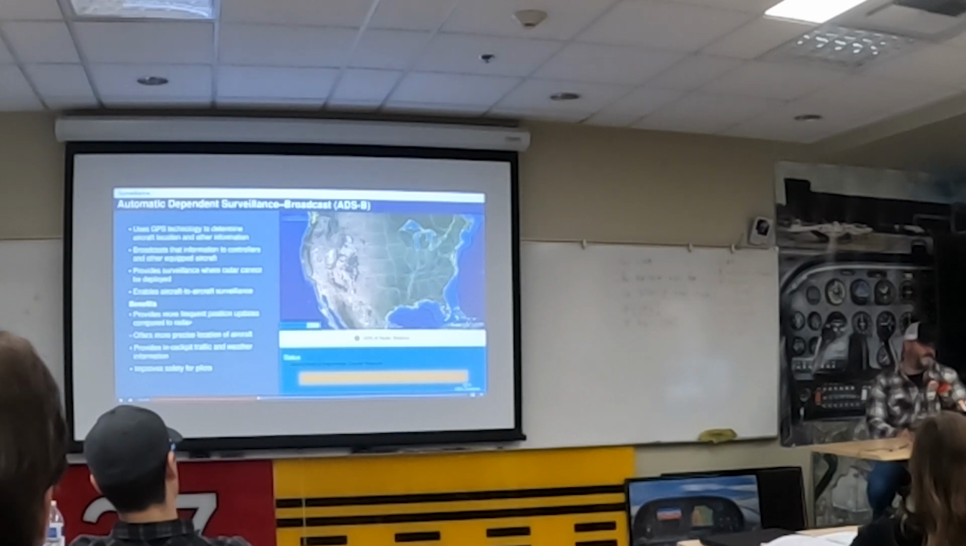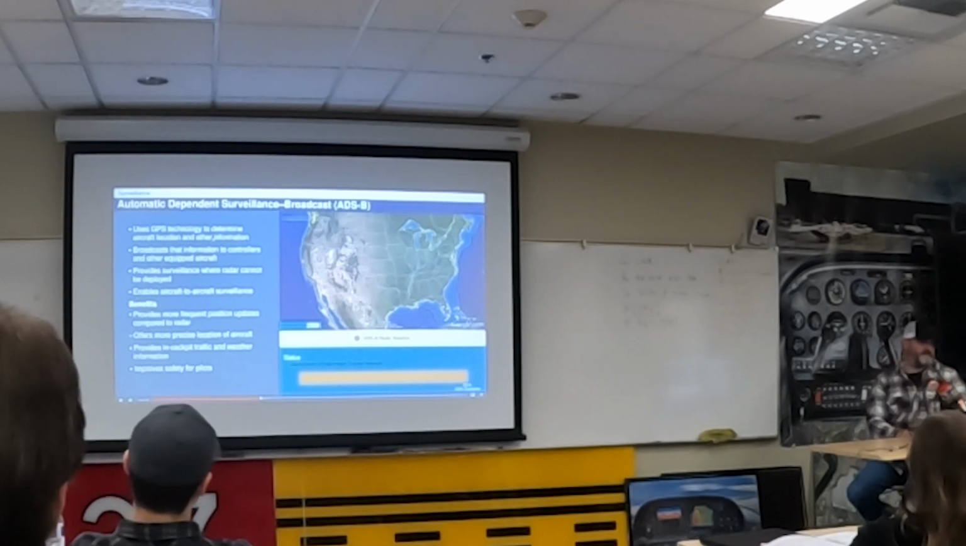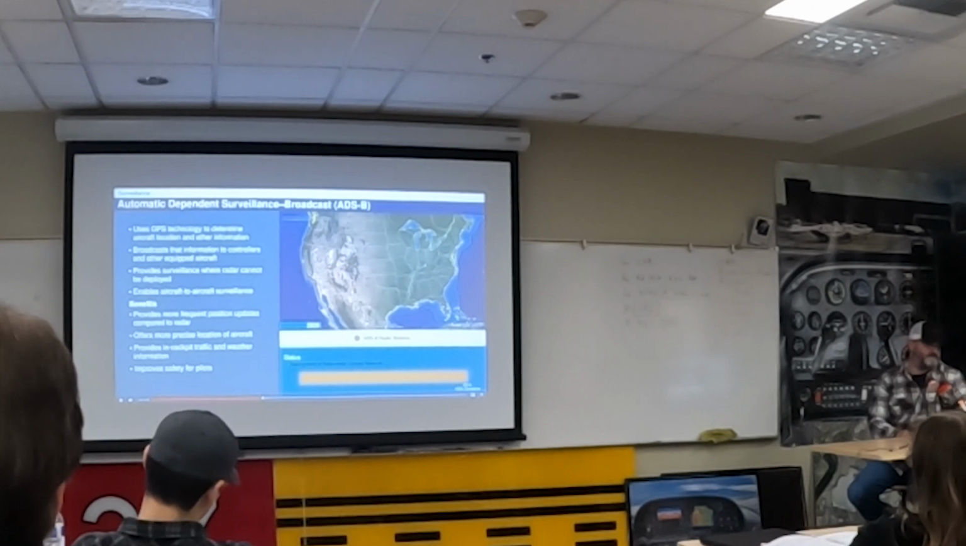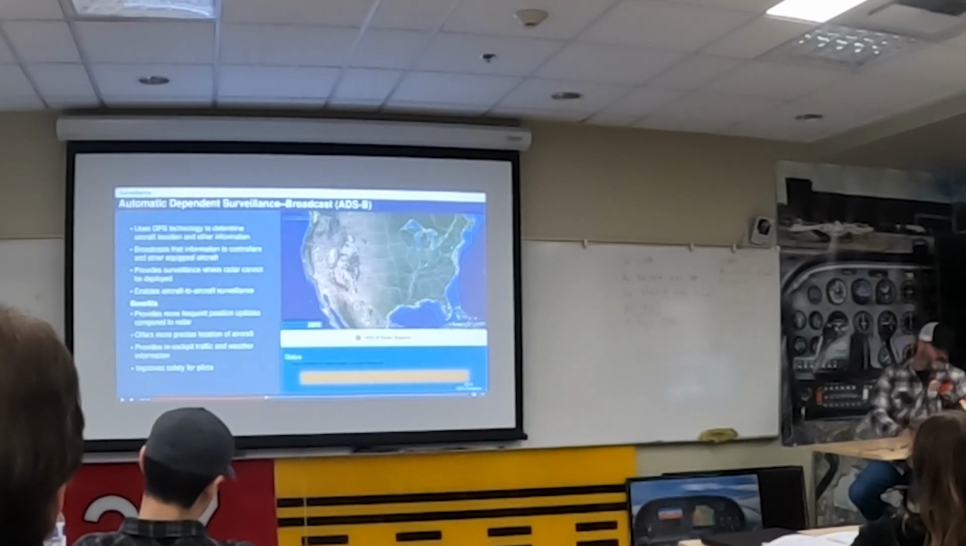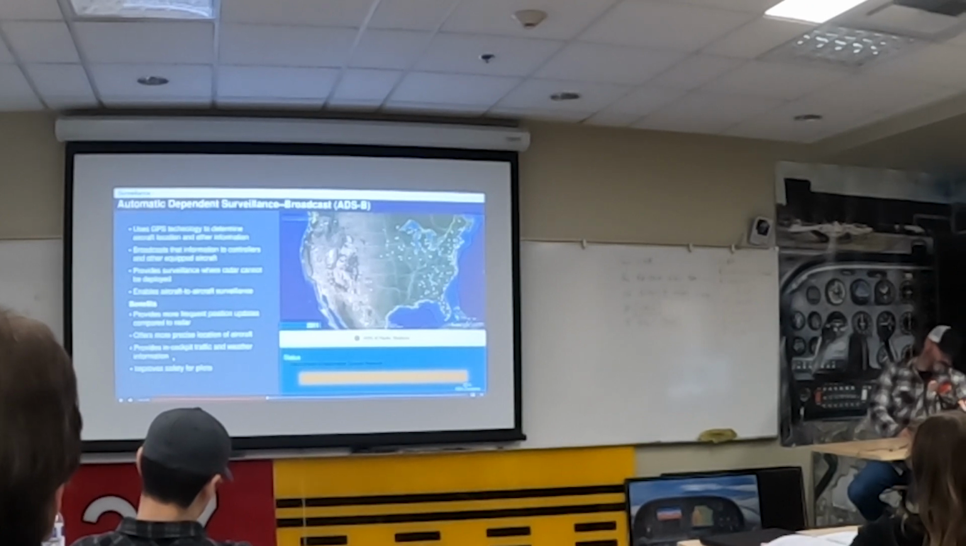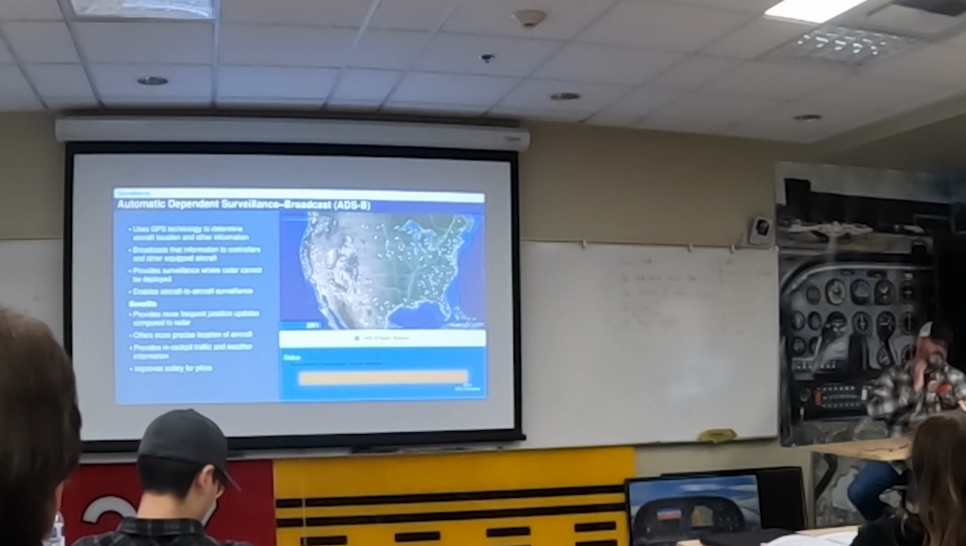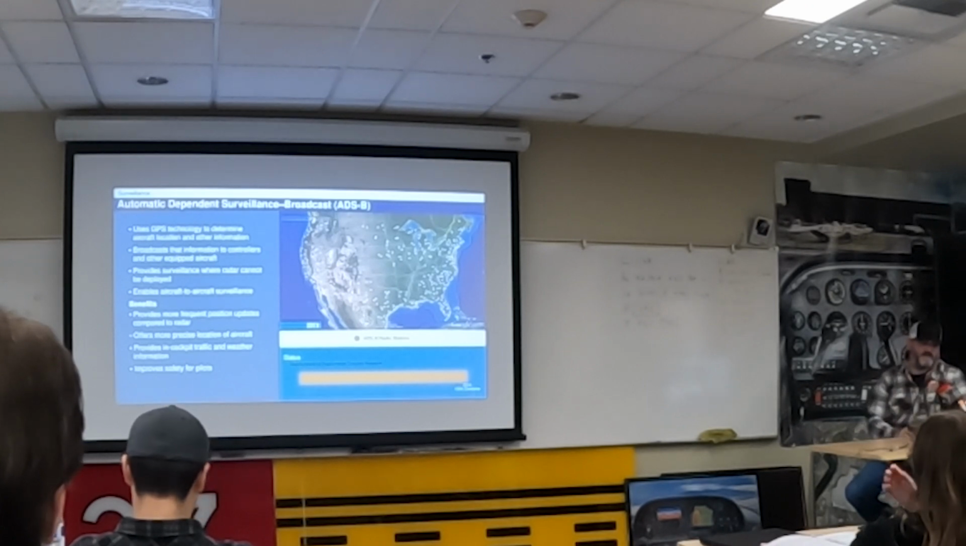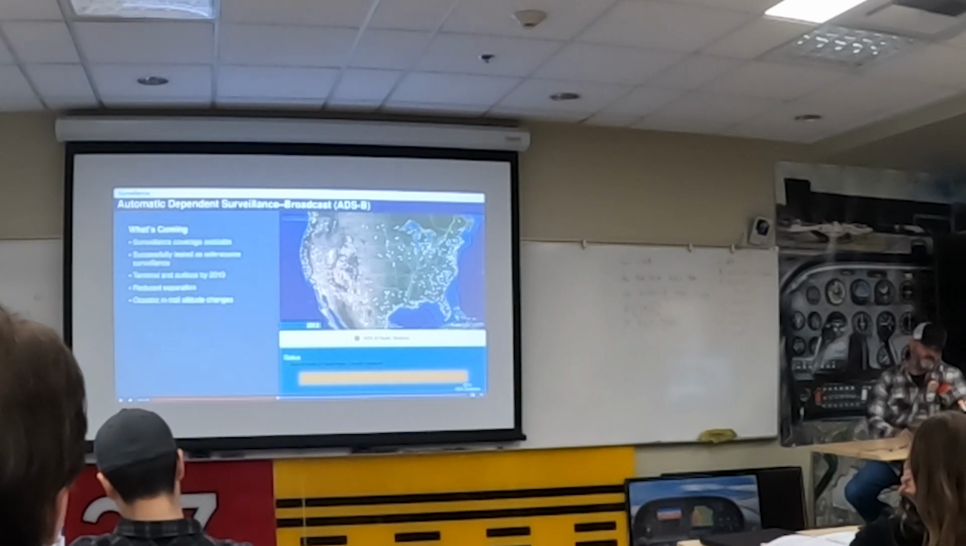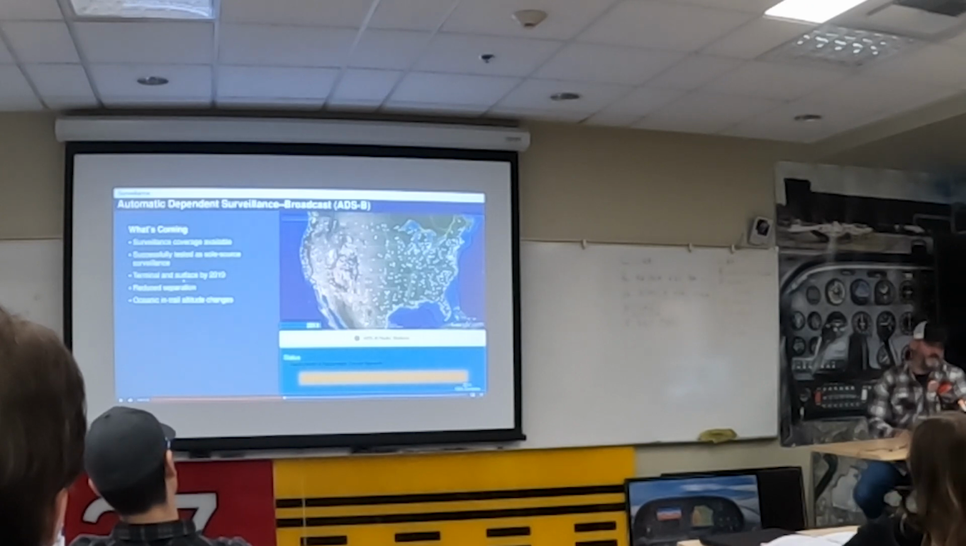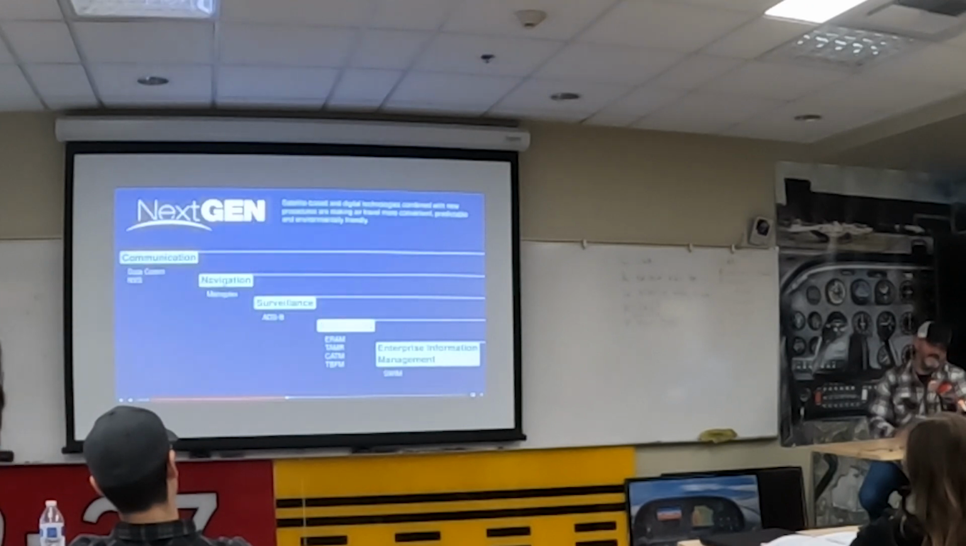Continuing through, so there's that GPS technology to determine aircraft location. Next update, here's the ADS-B radio stations that are being deployed. 2013 continues. They wanted to terminal service by 2019. It didn't happen.